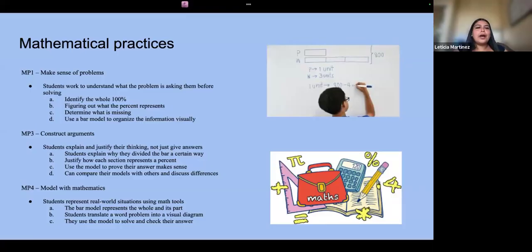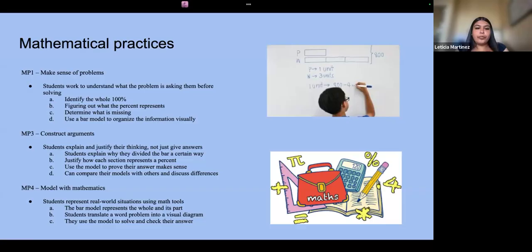So mathematical practices, there's 3 main ones. The first one is to make sense of the problem. So students are basically working to understand what the problem is asking them before even solving it. Students will use the bar model to break down percent problems and understand the relationship between the parts as a whole before even solving. So they'll identify the 100 whole percent. They'll figure out what the percent represents. They'll determine what is missing and then they'll use the bar model to identify it visually.